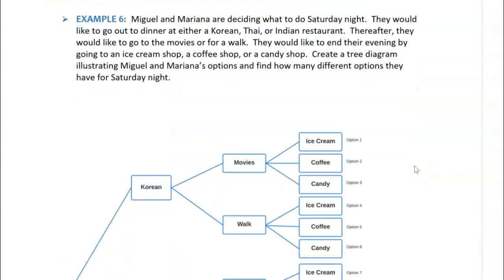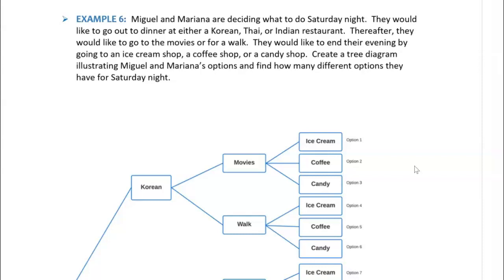Example 6. Miguel and Mariana are deciding what to do Saturday night. They would like to go out to dinner at either a Korean, Thai, or Indian restaurant. Thereafter, they would like to go to the movies or for a walk. They would like to end their evening by going to an ice cream shop, a coffee shop, or a candy shop. Create a tree diagram illustrating Miguel and Mariana's options and find how many different options they have for Saturday night.